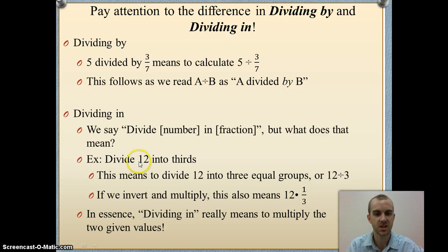So if we start here, say divide 12 into thirds. That means we want to divide 12 into 3 equal parts. That means 12 divided by 3. So when we invert and multiply, that also means it's 12 times 1/3. So in essence, when you see the words dividing in, you're really going to be multiplying the two values together. 12 times 1/3. So it's a little bit different, so you have to pay attention to that terminology.